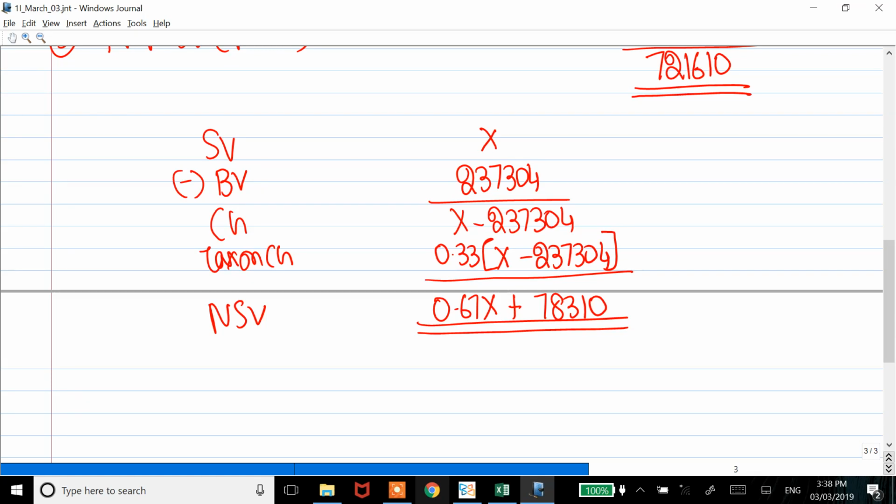I'll copy this. Okay, this is NSV. I'll tell you a short way of doing this NSV. NSV is nothing but 67% of sale value and 33% of book value. It's always that way: whatever is the tax rate into book value plus 1 minus tax rate into sale value. When both are the same, it will effectively become 67% of sale value plus 33% of sale value. Effectively, NSV is nothing but 67% of sale value plus 33% of book value.